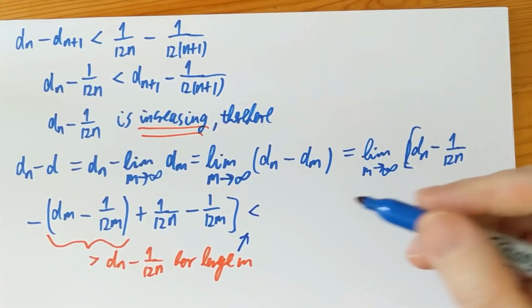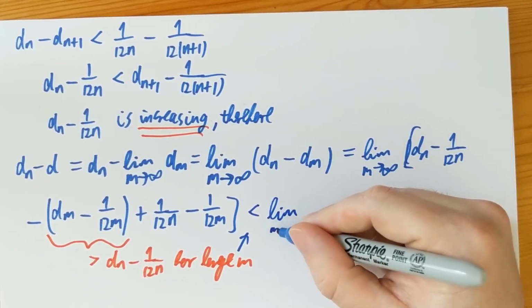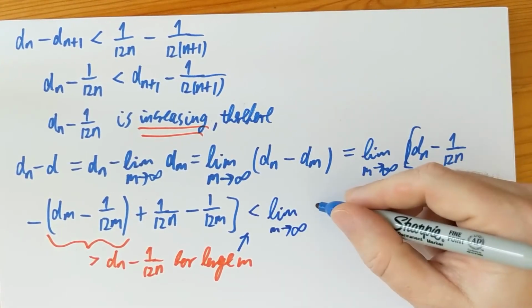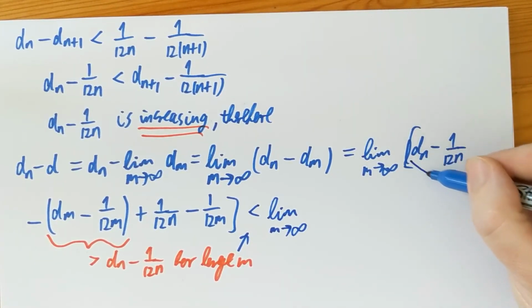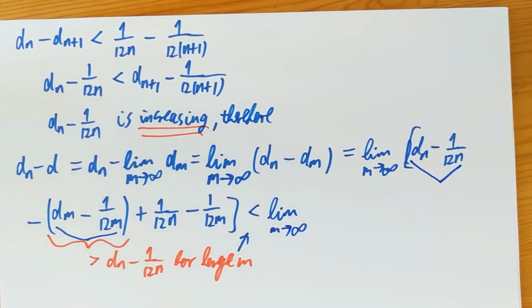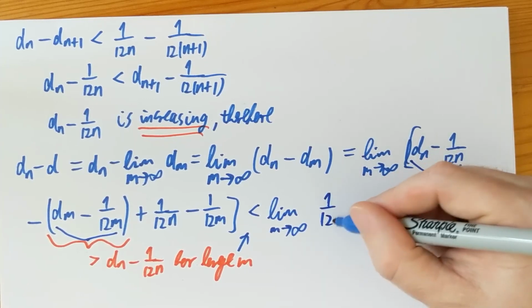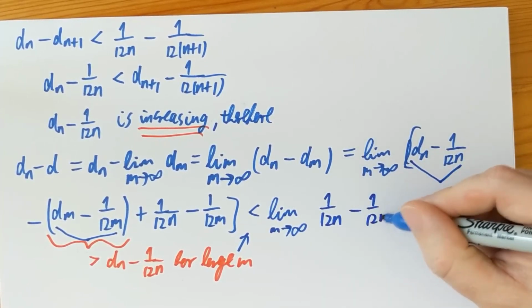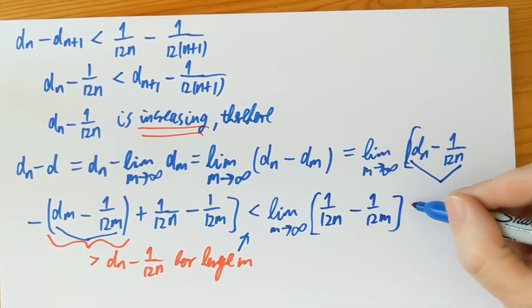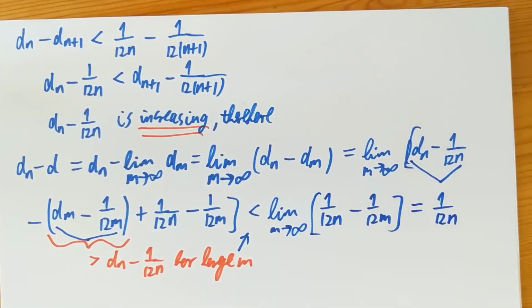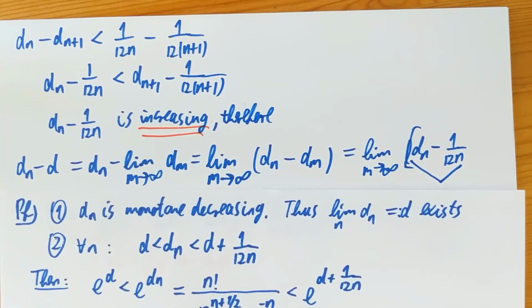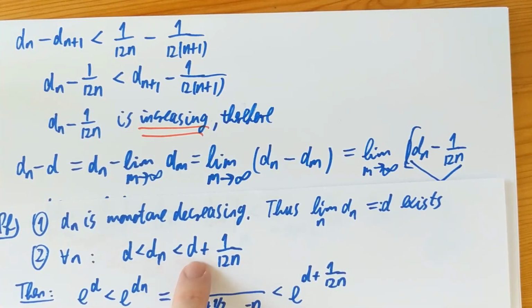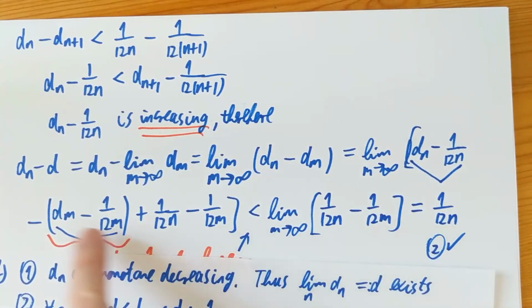it's going to be less than the limit as m goes to infinity of the terms without these two. So these two together are negative. If I forget them, then I'm making the whole thing larger. 1 over 12n minus 1 over 12m. This is easy to take a limit of. It's 1 over 12n, and at this moment I'm done with property 2, because property 2 exactly told me that I need to prove dn minus d less than 1 over 12n, and that's exactly what happened here.